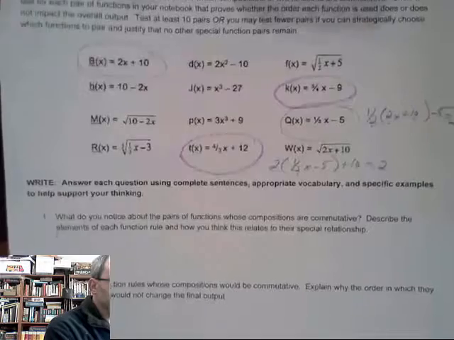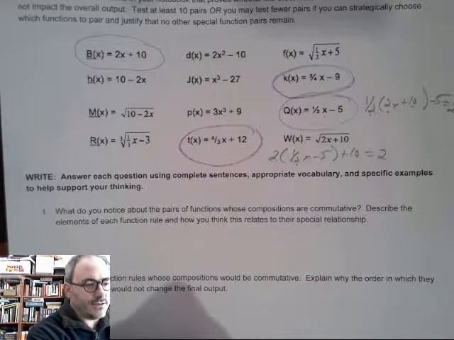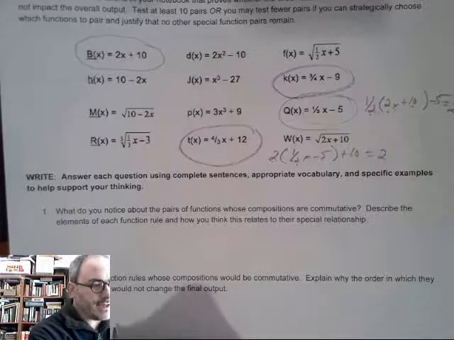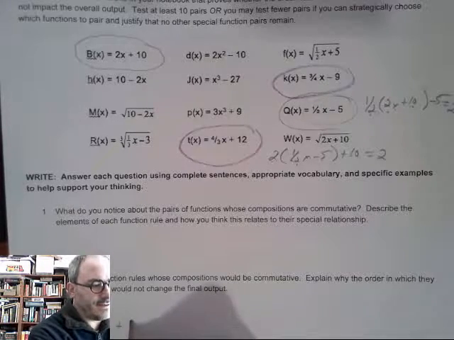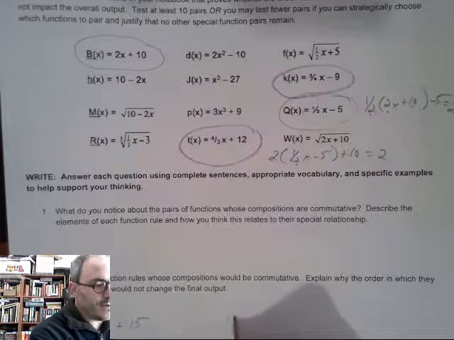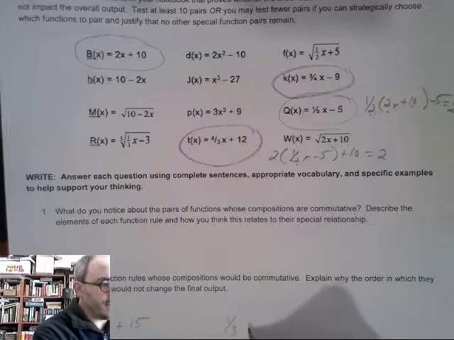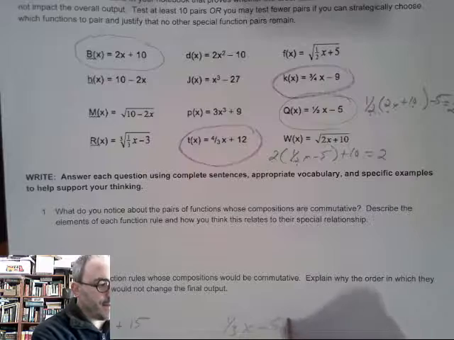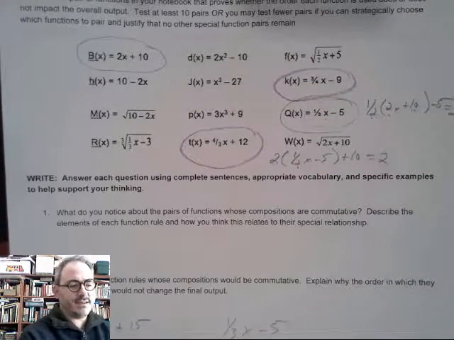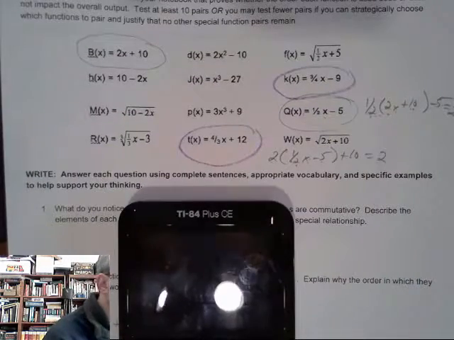Let me think. How do we do this? Let's do 3x plus 15 and 1/3 x minus 5. Let me test if these are commutative or not.